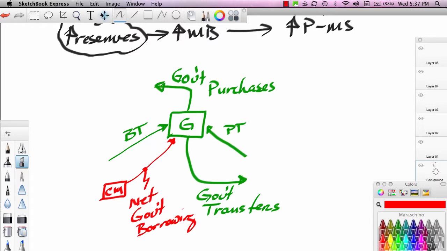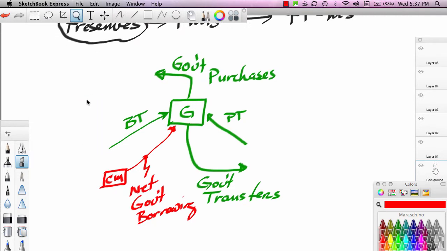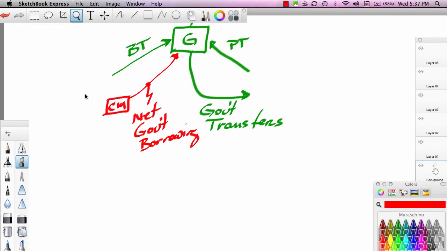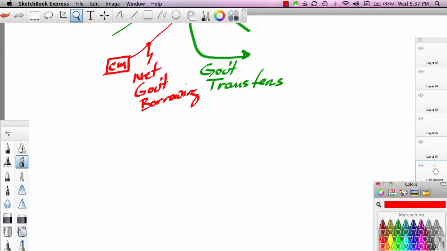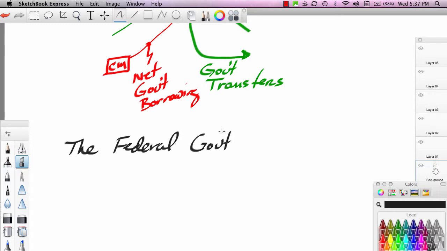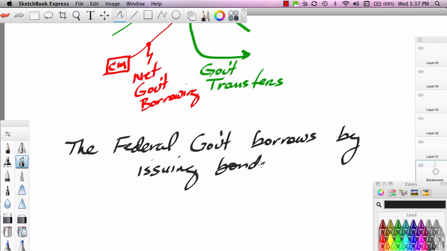How does the federal government actually borrow? It borrows by selling what are called bonds. So let's make a note of that. The federal government, this is U.S., borrows by what? By selling or issuing bonds.